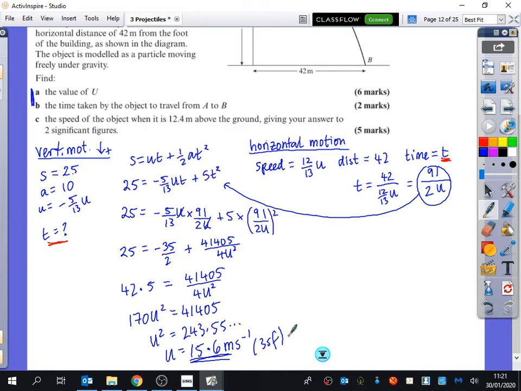And so then part B of the question should be quite quick. We want to find out the time that it takes. So what's that asking for me? Good, just substitute u back into one of these values for t. So t is going to be equal to 91 over 2 times 15.606, blah, blah, blah. So let's times that by 2. 91 divided by the answer, and we get that the time is 2.92 seconds to 3 significant figures. Just going to double check that that was right. Yep.